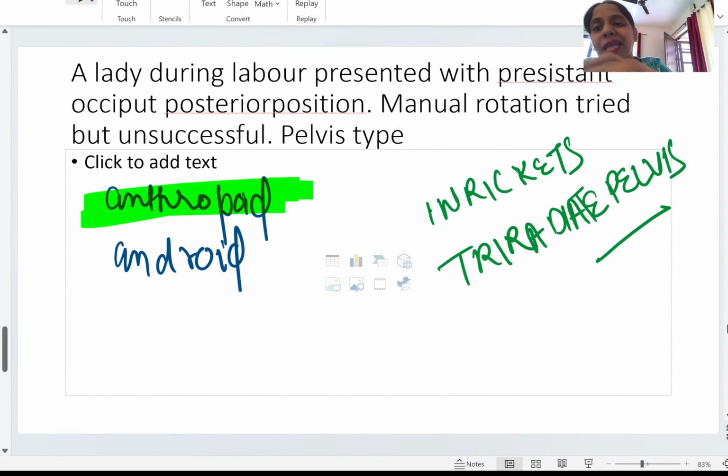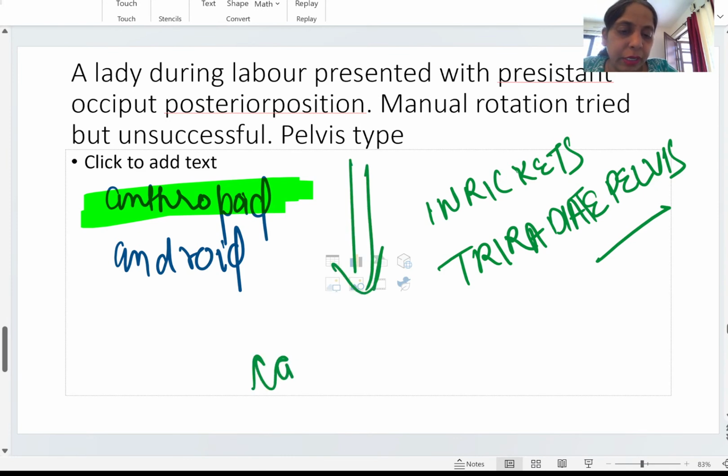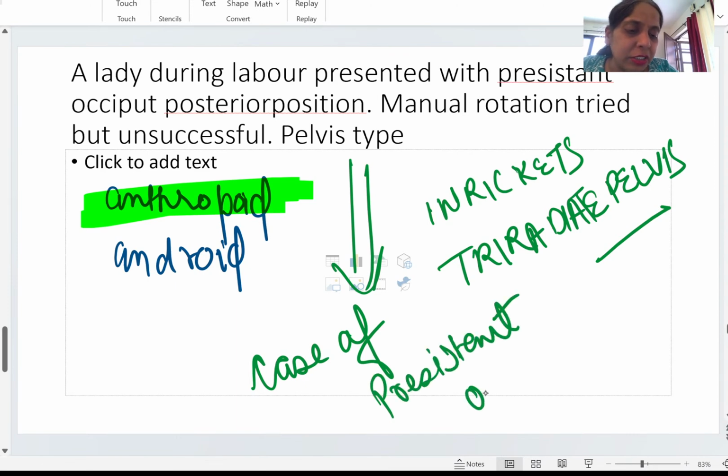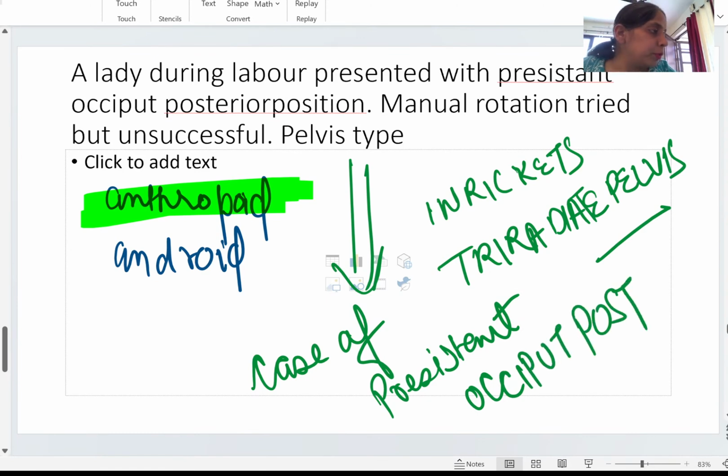So it means that it is the case of persistent occiput posterior. If manual rotation is not possible, it is a case of persistent occiput posterior. Is it clear?